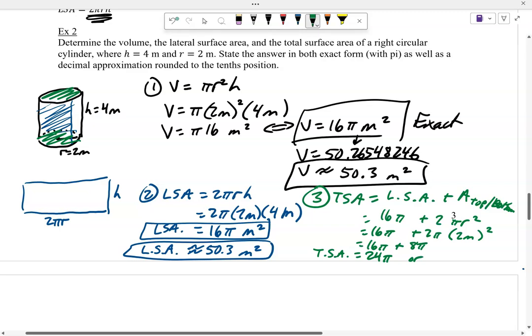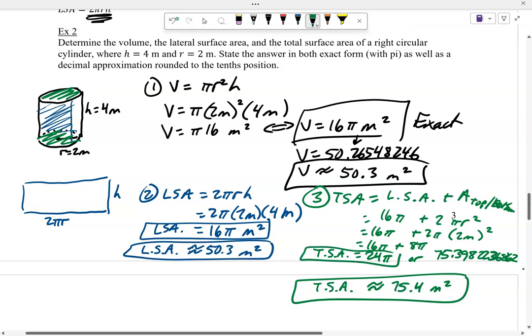And then I go ahead and punch that in. Let's punch in 24 times, go ahead and find your pi button, 24 times pi, and I get 75.39822366862. I round that to 75.4. So there it is, exact form and in decimal form.